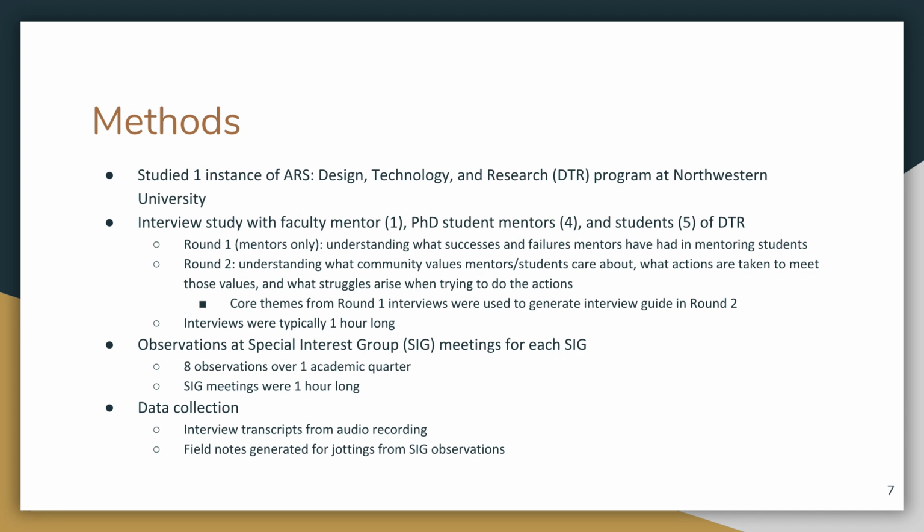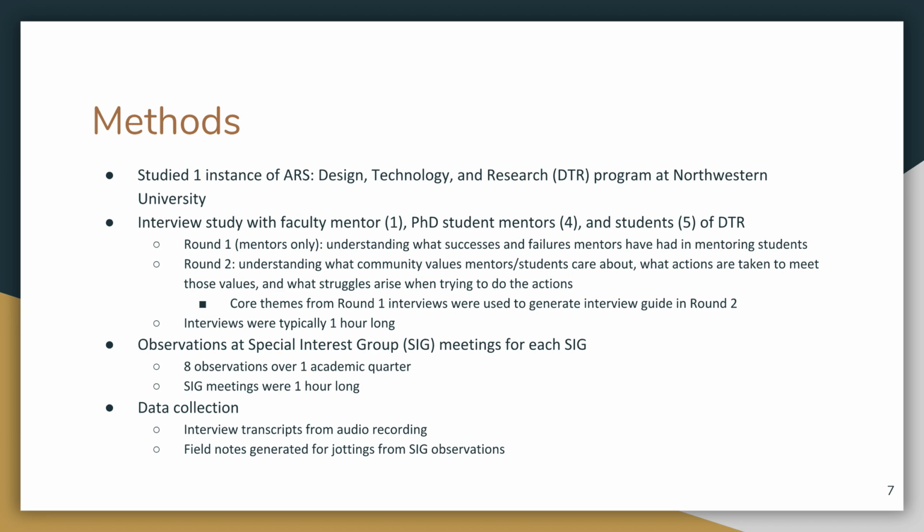So the first round was only for the mentors, where we tried to understand what successes and failures mentors had when mentoring students. In the second round, we focused more on understanding generally what community values mentors and students care about, the actions that are taken towards meeting those values, and what struggles arise from when they do those actions. An important thing to note is that the interview guides used for round 2 were built off of some of the core themes found in round 1.